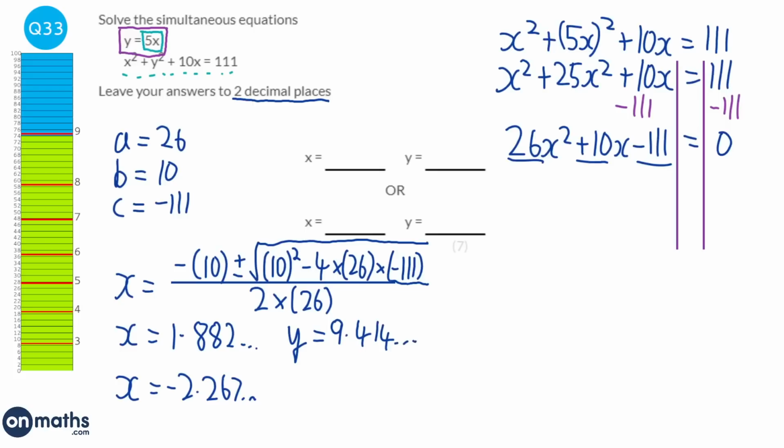9.414, blah, blah, blah, times the second solution of x by 5, and we get minus 11.337, blah, blah, blah. And so when we round those to 2 decimal places, which is what the question asks, we can have 1.88 and 9.41, and we have minus 2.27 and minus 11.34.